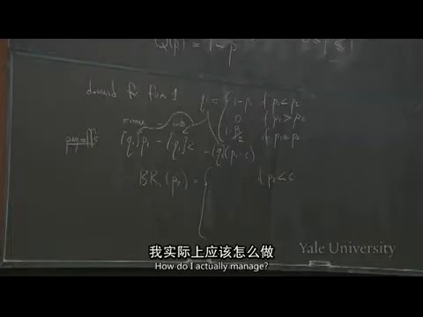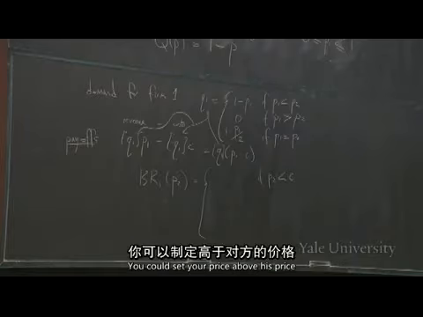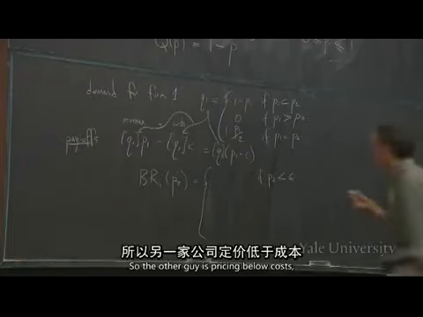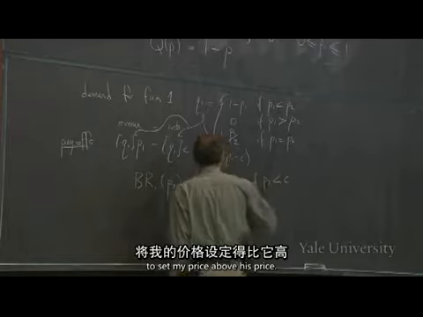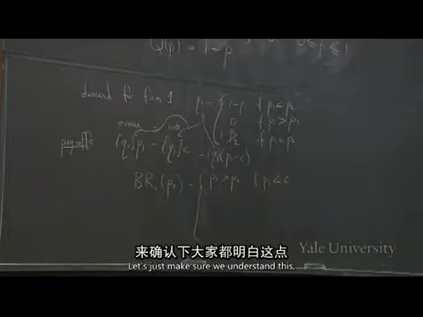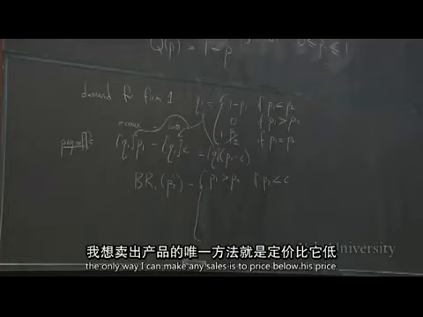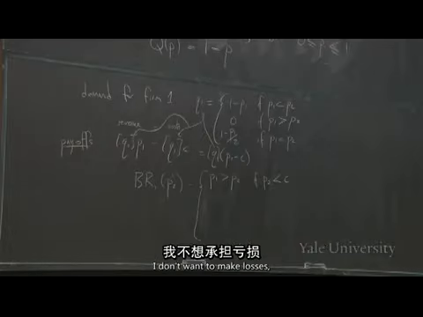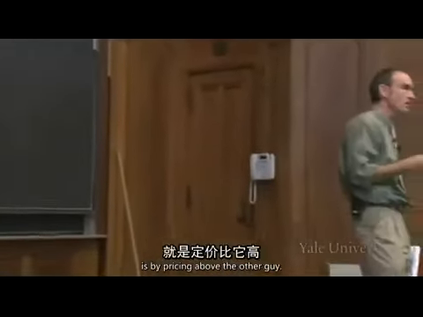Somebody here, just wait for the mic a second, and I'll shout it out. You could set your price above his price. So the answer was, set your price above his price. The other guy is pricing below cost. The way in which I avoid making losses is to set my price above his price. Let's just make sure we understand this. If the other guy is selling below cost, the only way I can make any sales is to price below his price. I will then make sales, but on each of those sales I'm making a loss. I don't want to make losses, so I just, quote, get out of the market, and the way I get out of the market is by pricing above the other guy. Everyone understand that?